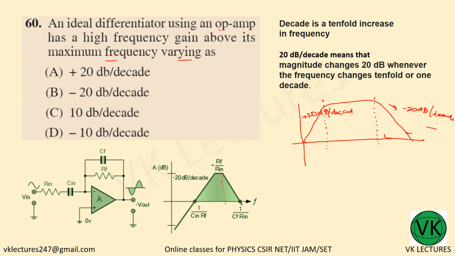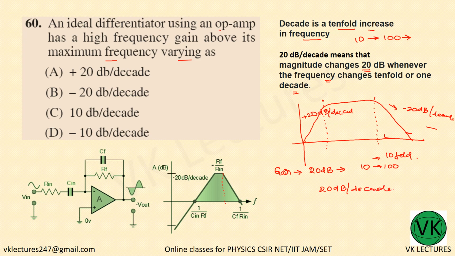Okay, all right. Now what does a decade mean? Decade is a tenfold increase in frequency. For example, if your initial frequency is 10 and it becomes 100, this is called 1 decade. Now 20 decibel per decade means that the magnitude changes by around 20 decibel whenever the frequency changes tenfold. That means the magnitude of the gain changes by 20 decibel whenever our frequency changes from 10 to 100, or tenfold. This is the meaning of 20 decibel per decade.